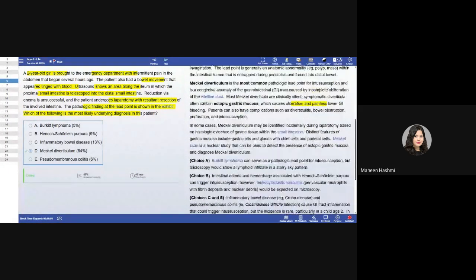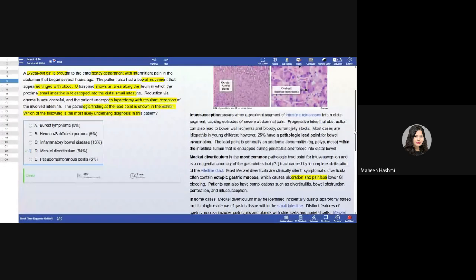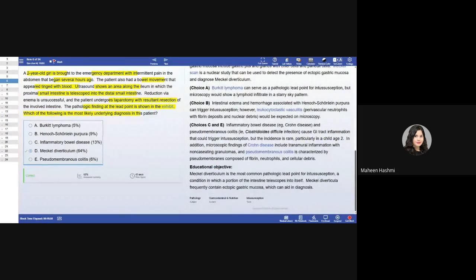So we talked about this again. This is very easy. How is intussusception treated? You give an enema, and you reduce it through the enema. If the enema is not successful, then you take the patient for surgery. You see colicky pain in Meckel's diverticulum. You have intermittent pain in the abdomen, so you have colicky pain as well. That may suggest that the patient has Meckel's diverticulum.